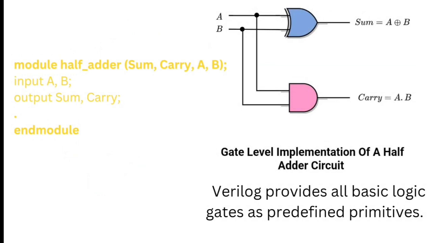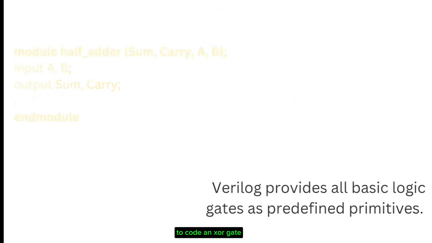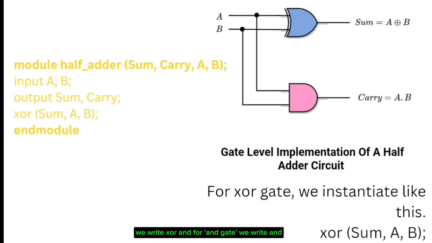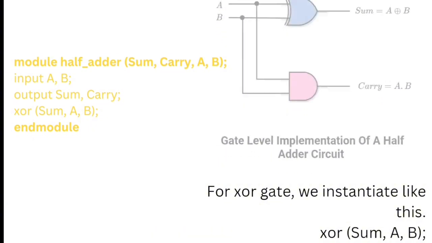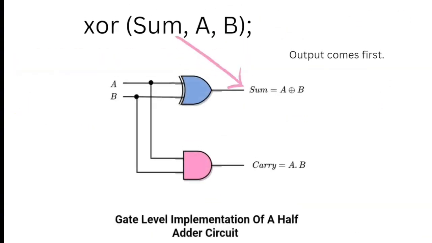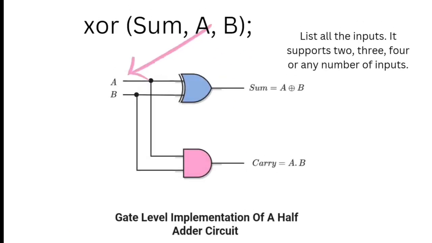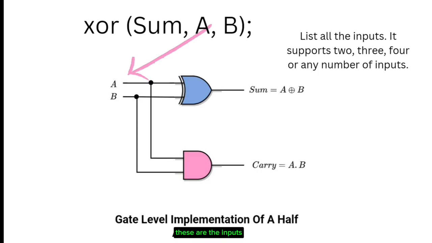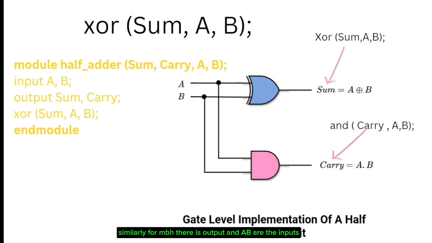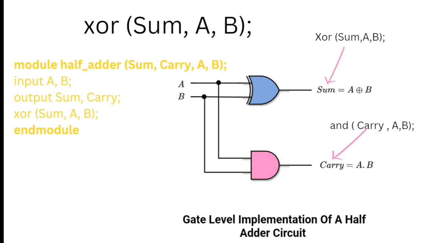Now, to code an XOR gate, we write xor, and for an AND gate, we write and. For xor: sum, that is the output, and A, B, these are the inputs. Similarly, for the and gate, carry is the output and A, B are the inputs. We have designed our half-adder module.